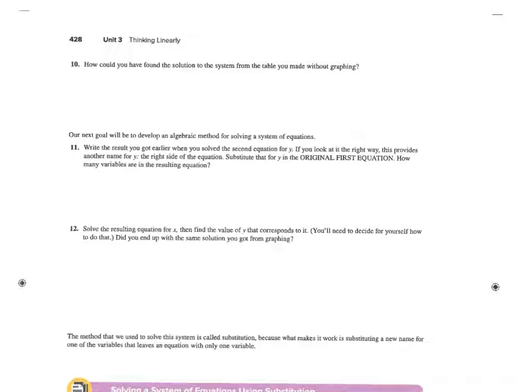On 11, it says, write the result you got earlier when you solved the second equation for y. Okay, that was y equals negative 2x plus 16. Done. If you look at it the right way, this provides another name for y, the right side of the equation. Substitute that for y in the original first equation.